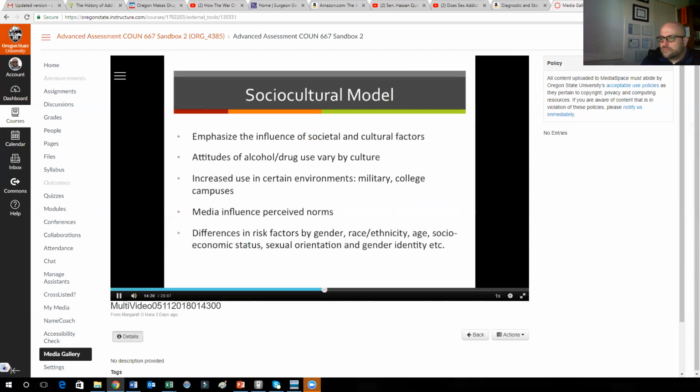We see differences in risk factors by gender, race, ethnicity, age, socioeconomic status, sexual orientation, and gender identity.